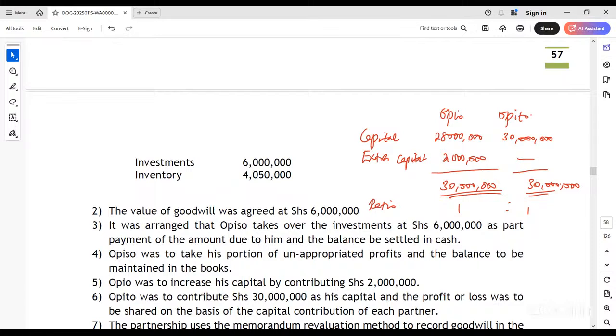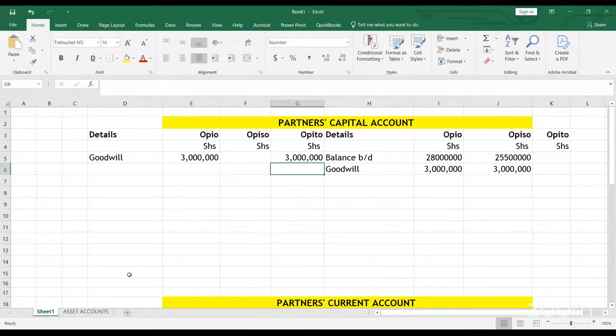Sir, the screen is not shared. Oh, yeah, sorry. Okay, I'll complete the double entry here.